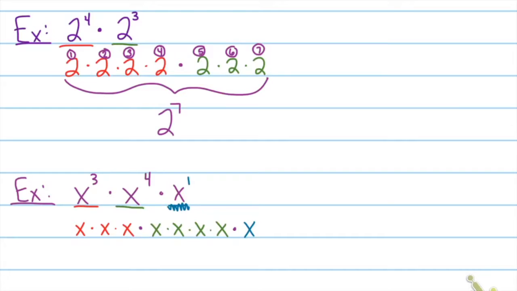So again, taking this form, I want to recondense it back down into one singular exponential form. If I count my x's, I have 1, 2, 3, 4, 5, 6, 7, 8. So x to the third times x to the fourth times x is the same thing as x to the 8th power. Again, you probably noticed something. And hopefully you do.